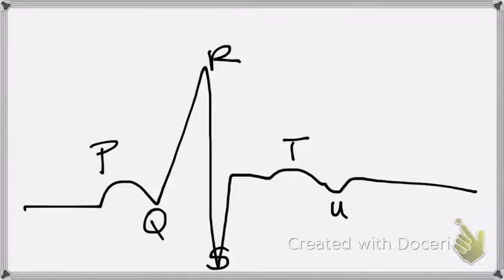That's a U wave. It may or may not show up on the EKG, but it's just repolarization of those Purkinje fibers that go up the ventricles. And so that way, kind of look at this in comparison to the description.